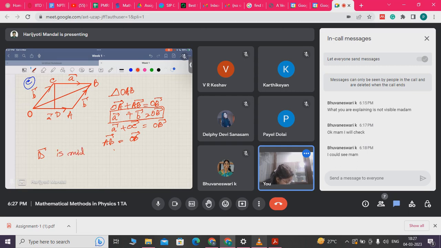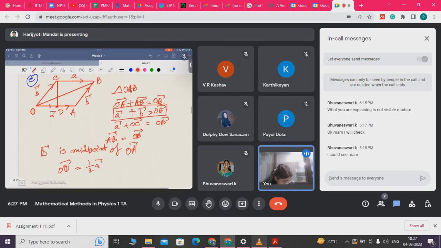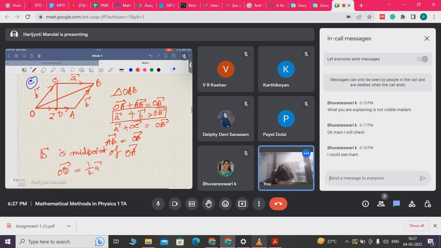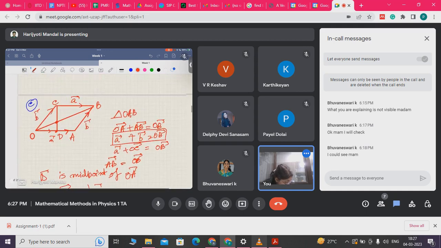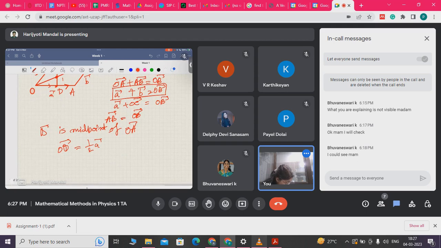D is the midpoint of OA. So OD up to this point is half of A. So the position vector of this point, which divides CD in the ratio 2:1, is 2 into A by 2 plus 1, plus B by 2 plus 1. It will become A plus B by 3.